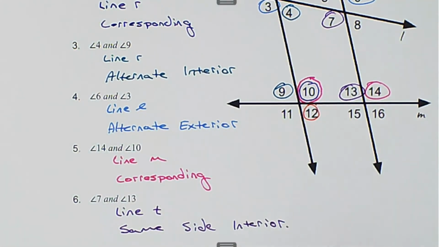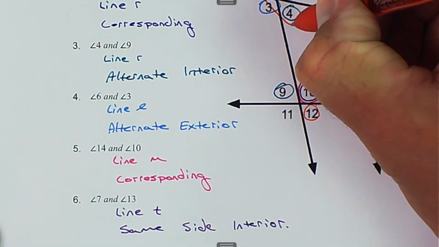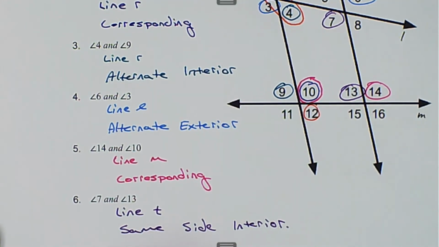Then there's a chart at the bottom that we can fill out, with some other special relationships. In this case, we're talking about angle 1 and angle 4. Up here we have angle 1 and angle 4, and this is from a few sections ago. Angle 1 and angle 4 are vertical angles. And remember, vertical angles are congruent.